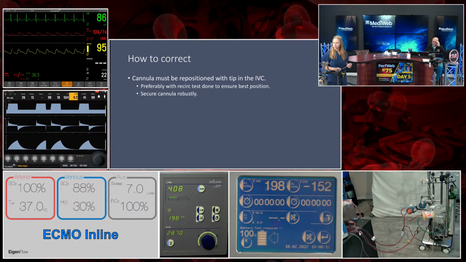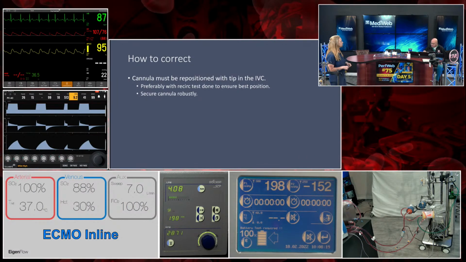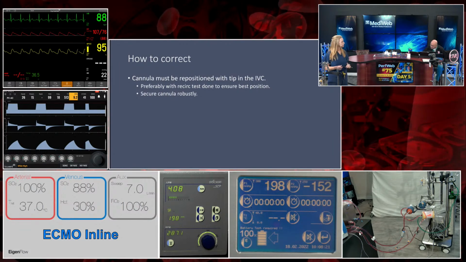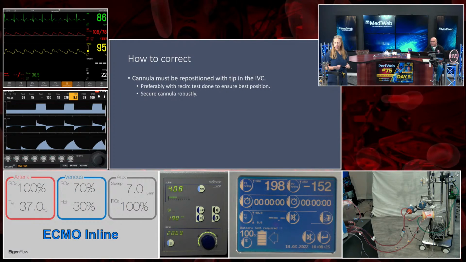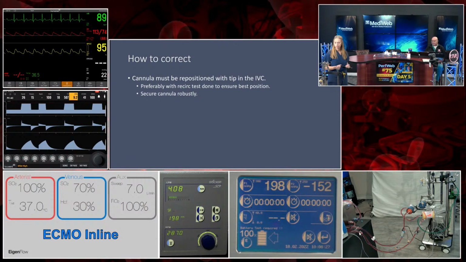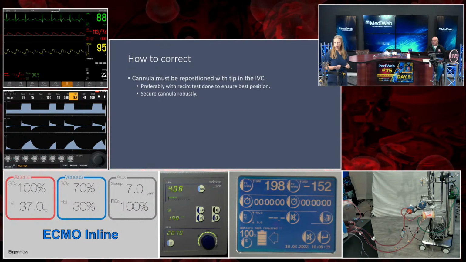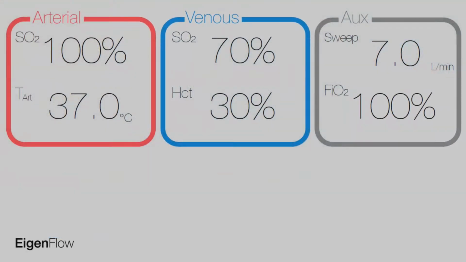If you were to run another recirculation measurement, you would find, and of course one of the other things that you would note immediately is, and go ahead and pull up the bottom left inline ECMO monitor. You see that your venous saturation has now gone back down to the 70% where you want it to be.